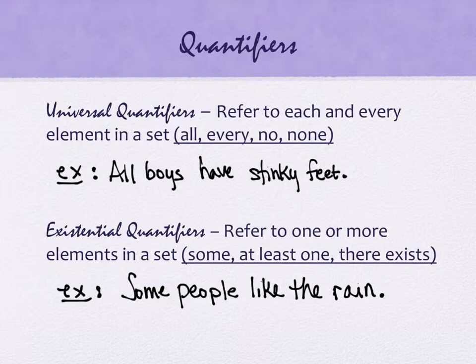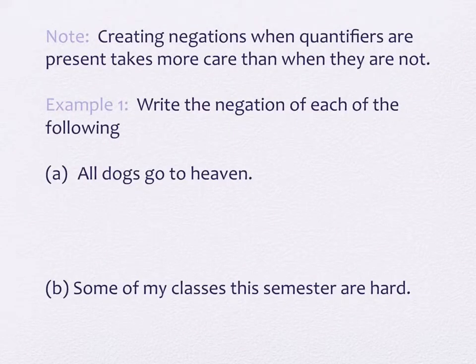These quantifiers, all, none, some, there exist, make negating things more difficult. So that is the disclaimer right here. Note, creating negations when quantifiers are present takes more care than when they're not present. When they're not present, we just put the word not in there, right? I did not do that. Easy. But when you put the words all or some or no inside of there, it gets more difficult to make the negations.